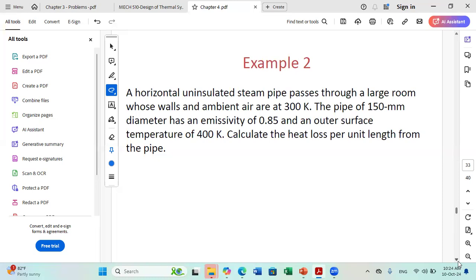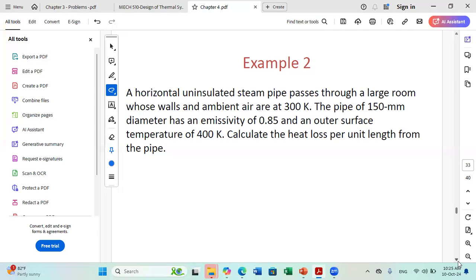Another example: a horizontal uninsulated steam pipe passes through a large room whose walls and ambient air are at 300 Kelvin. The pipe of 150 millimeter diameter has an emissivity of 0.85 and an outer surface temperature of 400 Kelvin. Calculate the heat loss per unit length from the pipe.